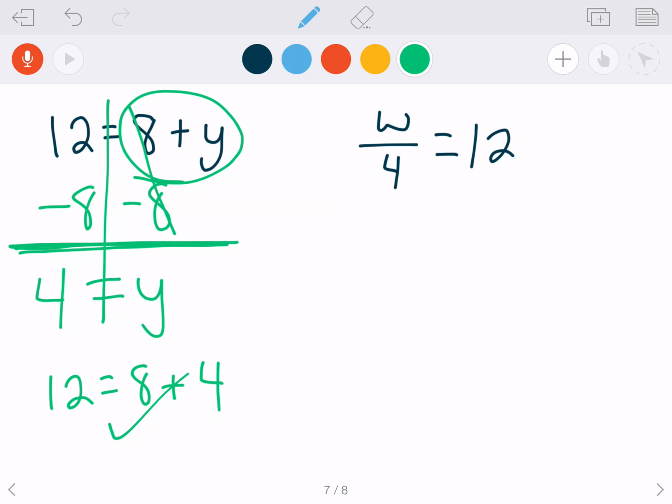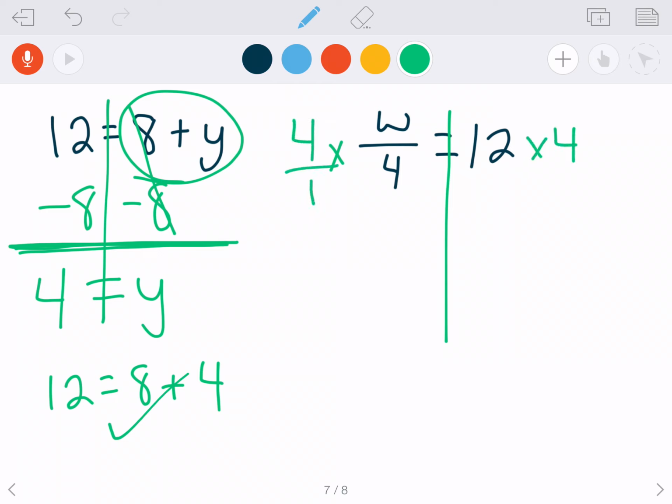W divided by 4 is equal to 12. Remember, this fraction bar is a division symbol as well. So, what is the opposite of dividing by 4? Multiplying by 4. So I'm going to draw this here to separate both sides. Instead of dividing by 4, I'm going to multiply by 4.